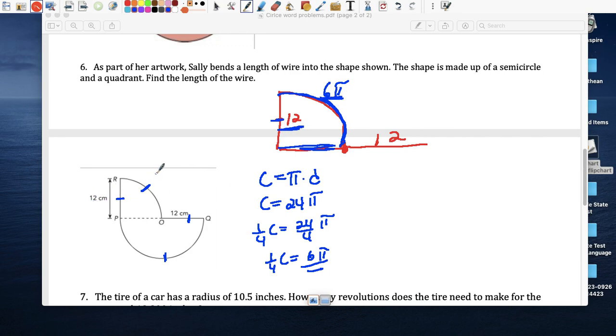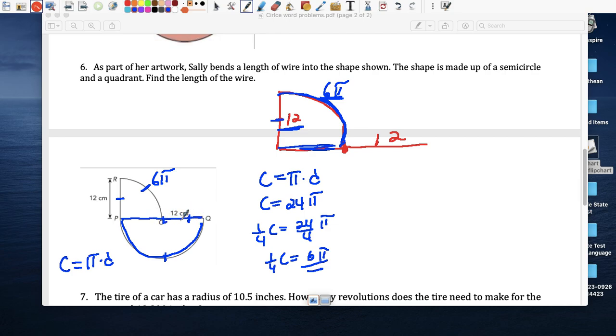I have 6 pi. Let me write 6 pi over here. This is 12, and then I need half the circumference of that, right? The bottom part. So this bottom part right here is half of the circumference. So let's find the circumference first of all. Circumference equals pi times d. The diameter is this whole line here, which is 12.